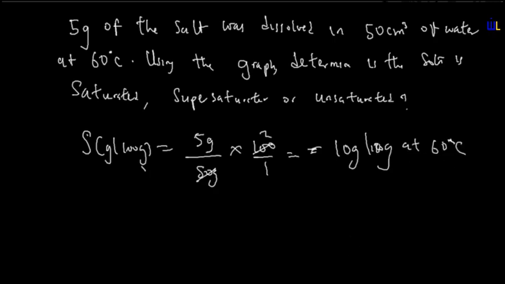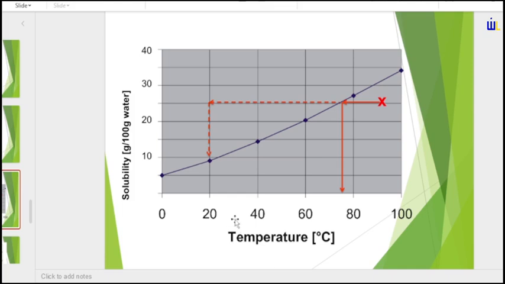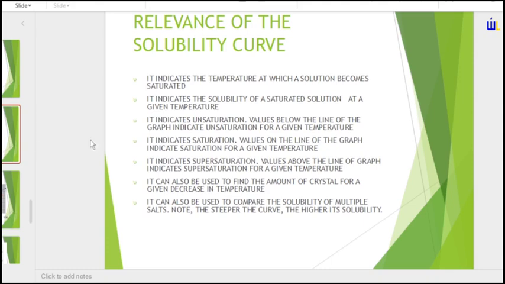Now let's check the graph. The graph says that at 60 degrees, what should be there is 20. But from the solution, it is 10, which means it is not filled, it is unsaturated. And that's that. Hope this is clear. Yes, sir. Now, the next thing you can use the graph to do?